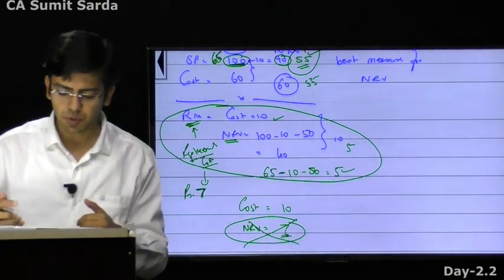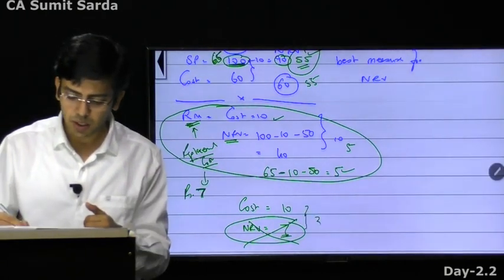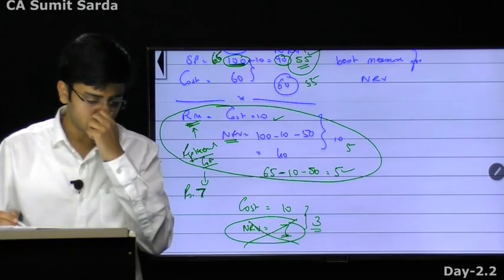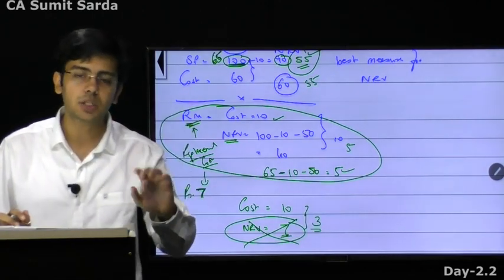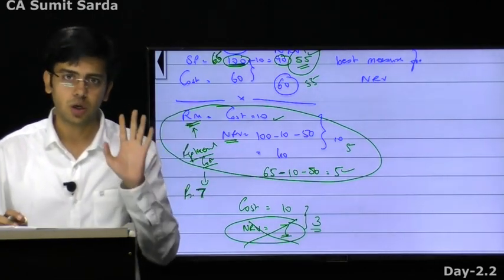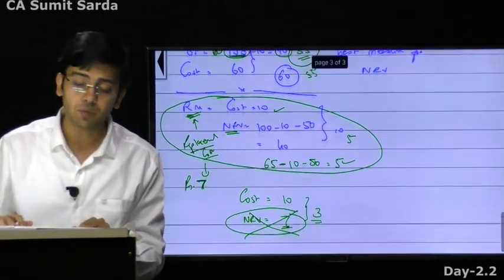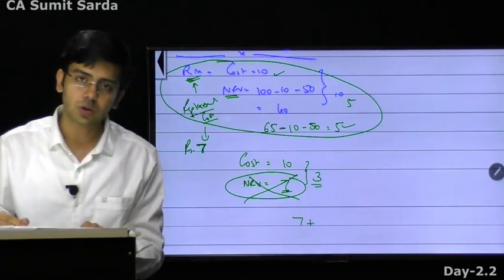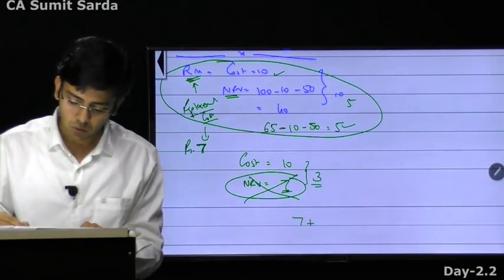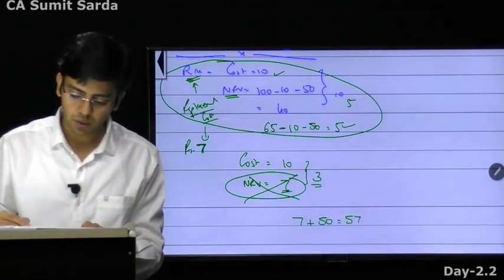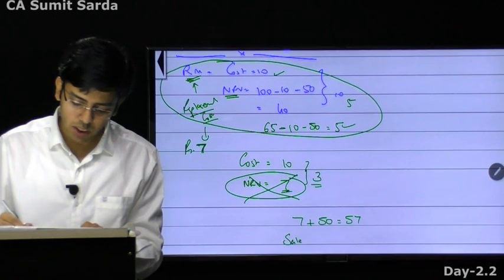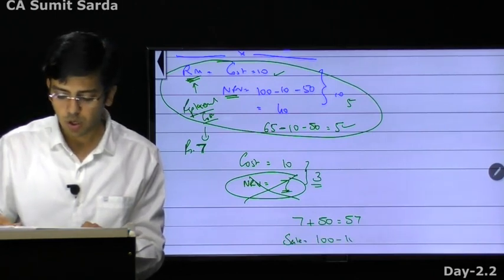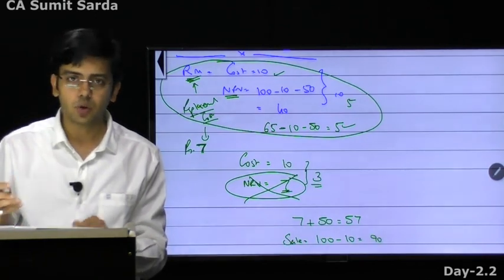Try to understand, my friend. Comparing 10 and 7, there is a loss of 3 rupees. Suppose you have compared it with 7 rupees and you have booked the loss of 3 rupees. Now what will happen when you actually sell this inventory? 7 rupees is the raw material cost. The other cost that you are going to incur is 50 rupees, so that makes it 57. I am going to sell this at 100 rupees, and from 100 I am going to deduct cost of sales, so 90 rupees. I am going to sell it at 90 rupees.